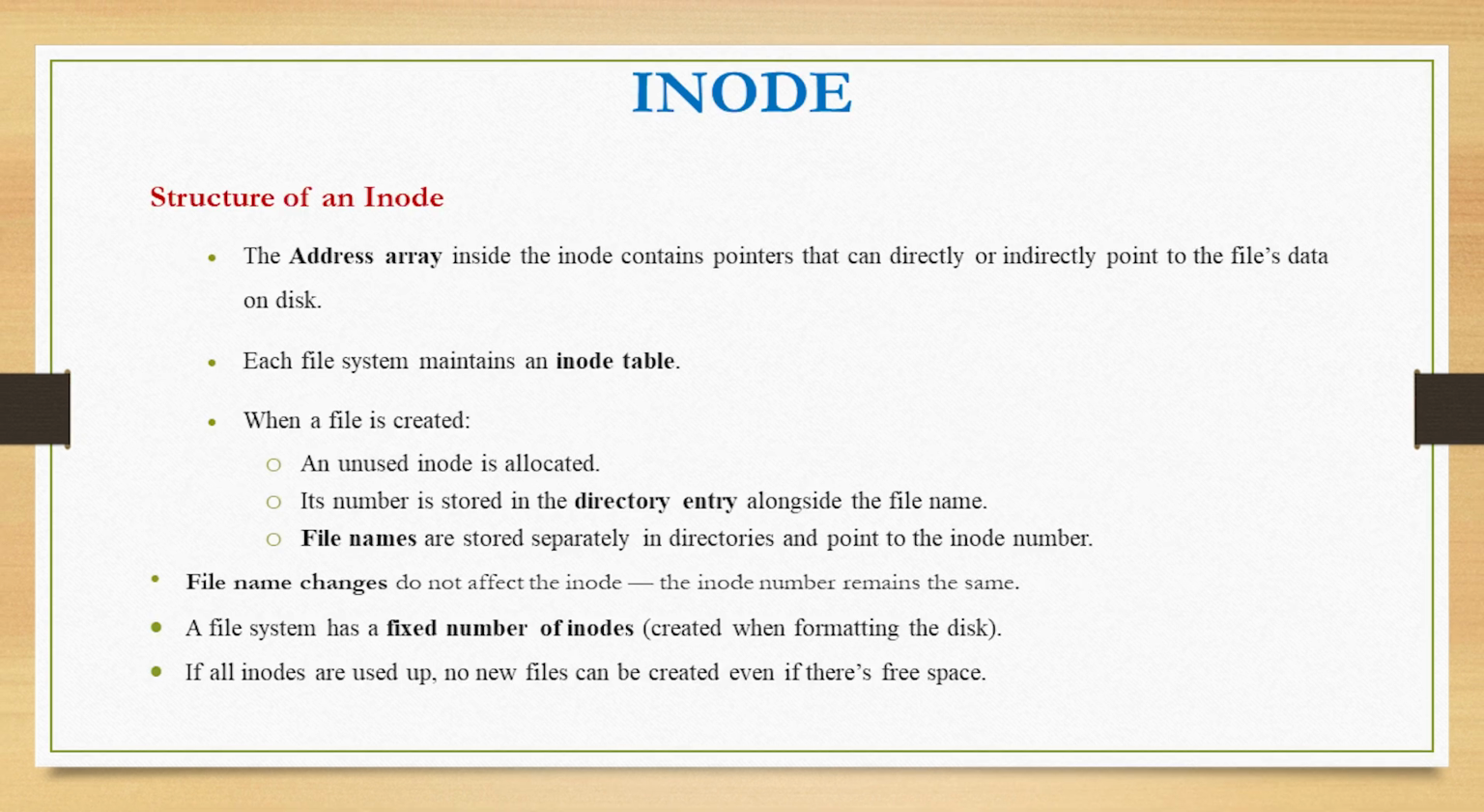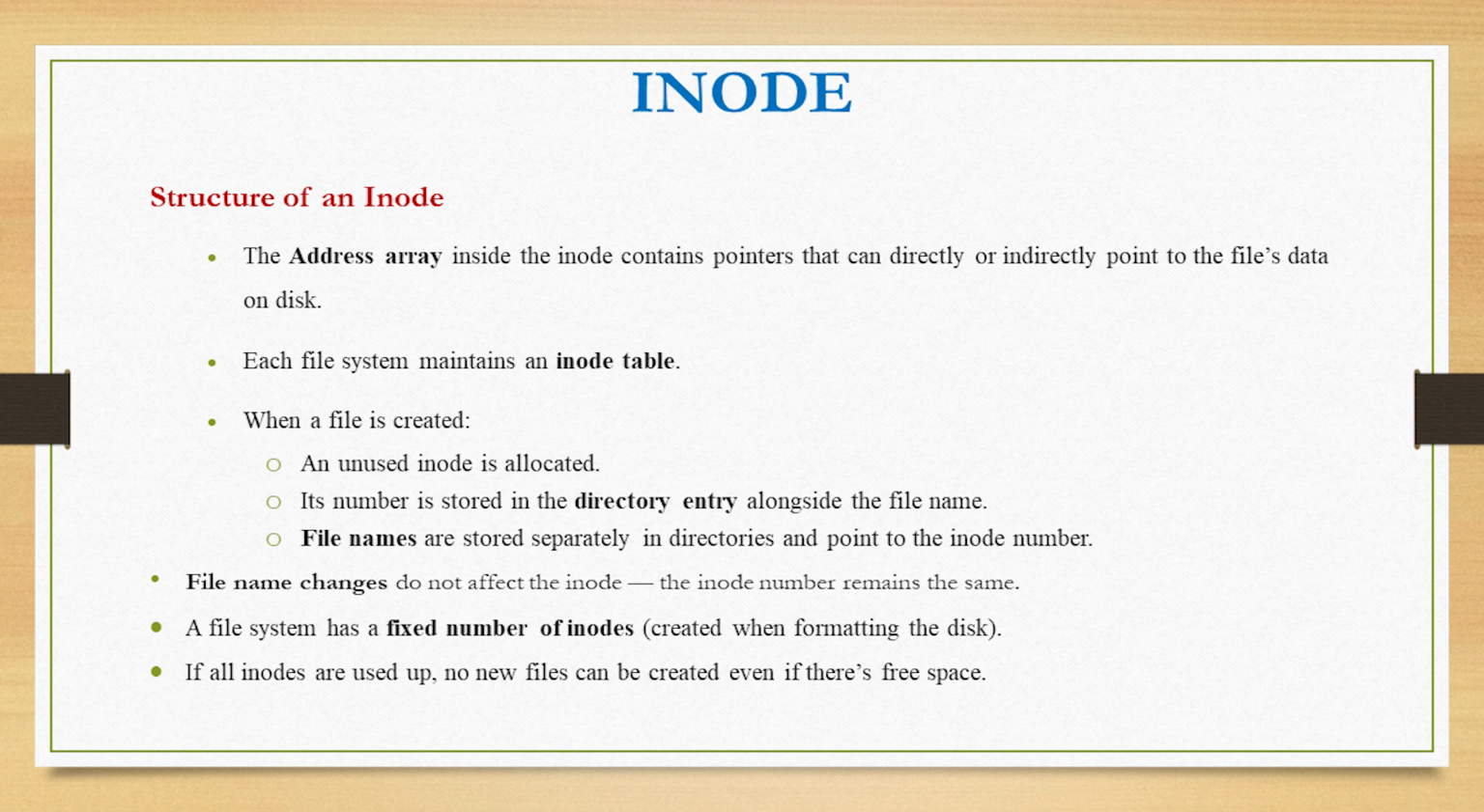Next, we will see the structure of the inode. The structure of the inode is nothing but an array. The address array inside the inode contains pointers that point directly or indirectly to the file data on the disk. Each file system maintains an inode table. When a file is created, an inode is allocated, and its number is stored in the directory entry along with the file name.